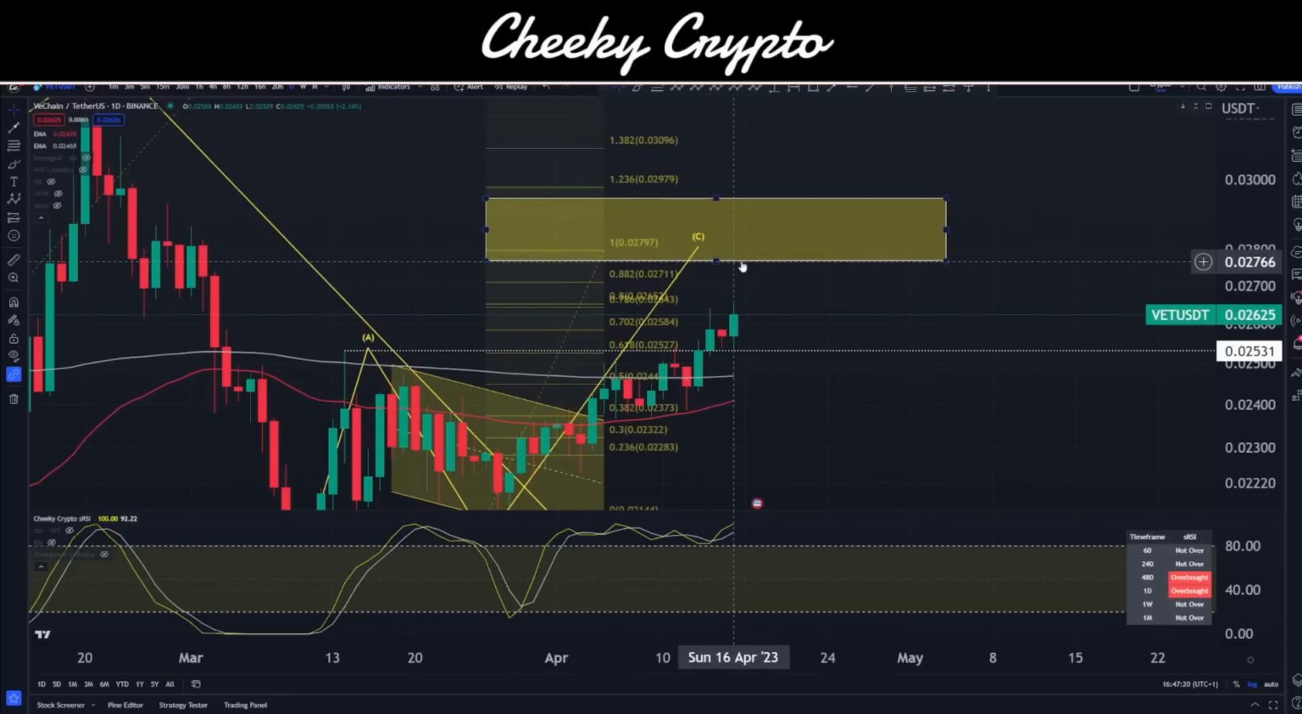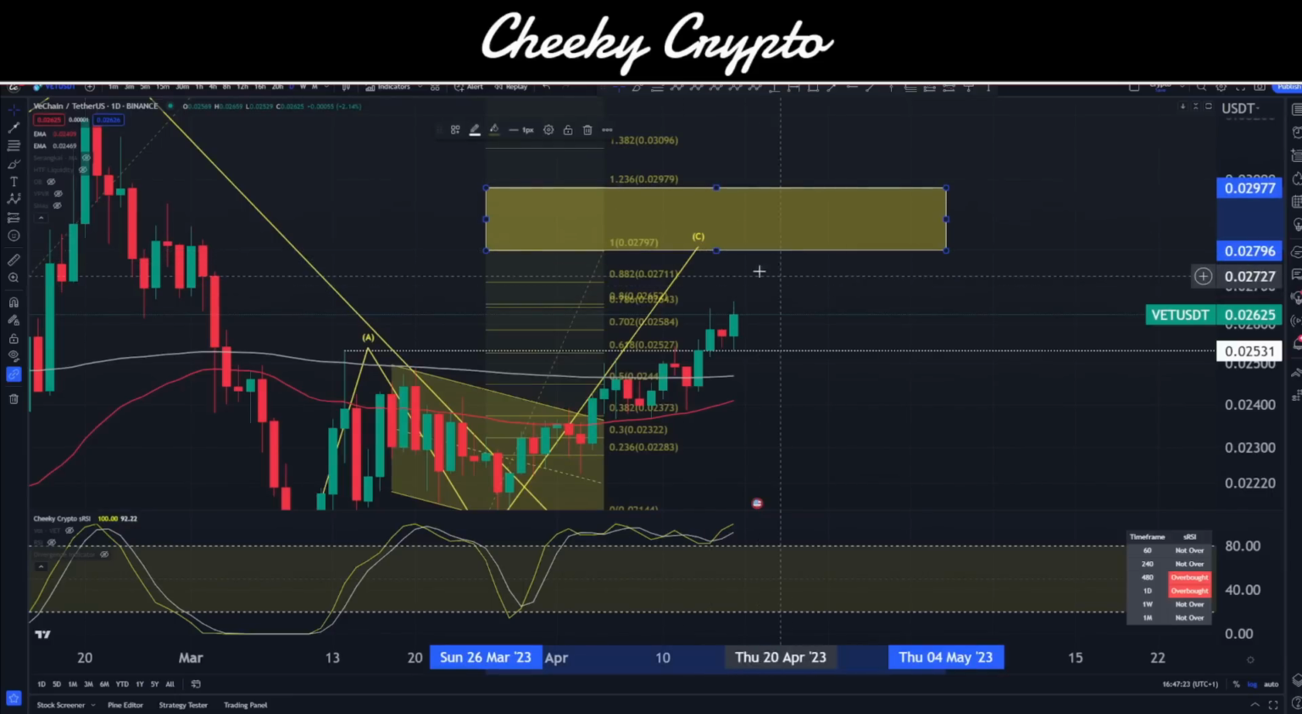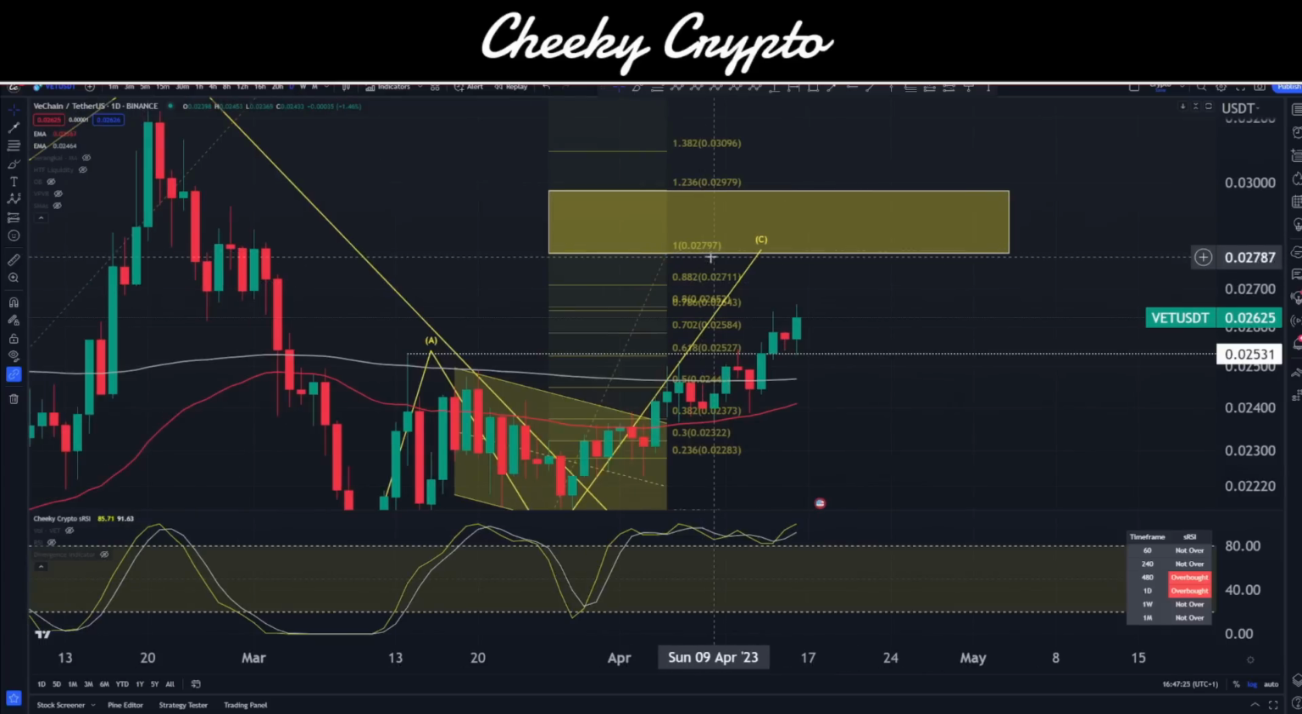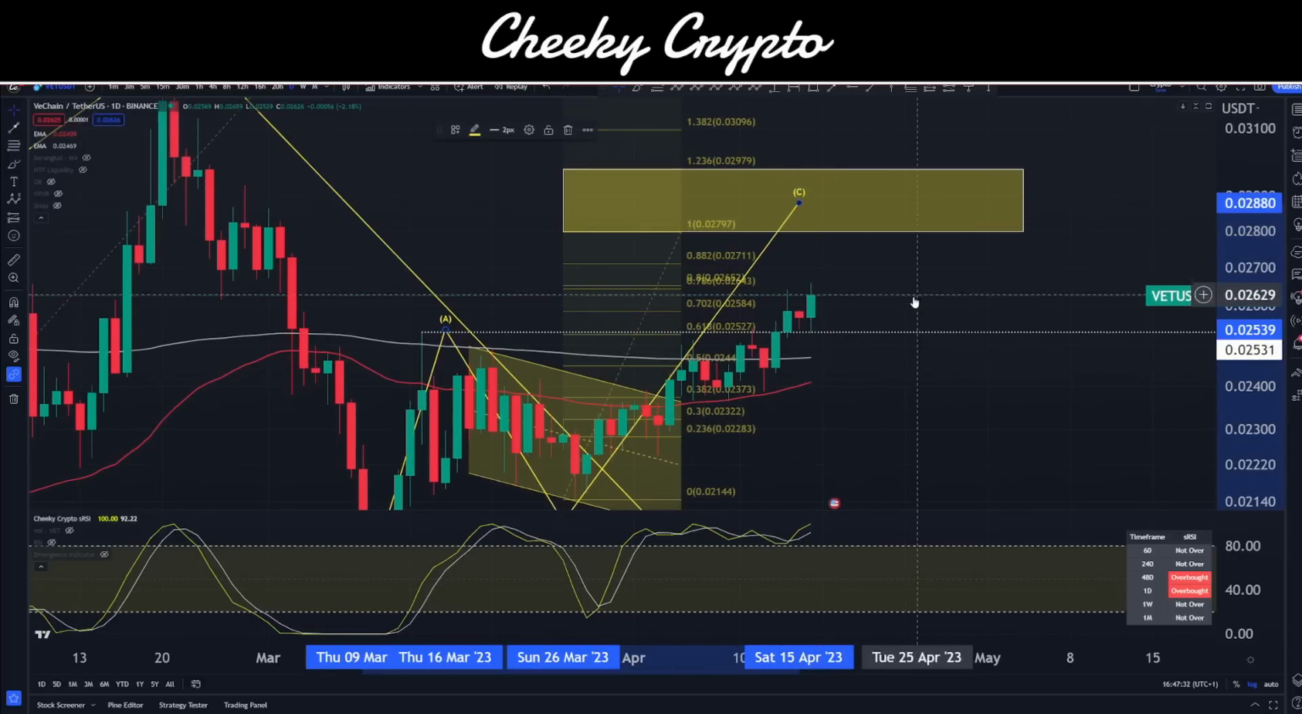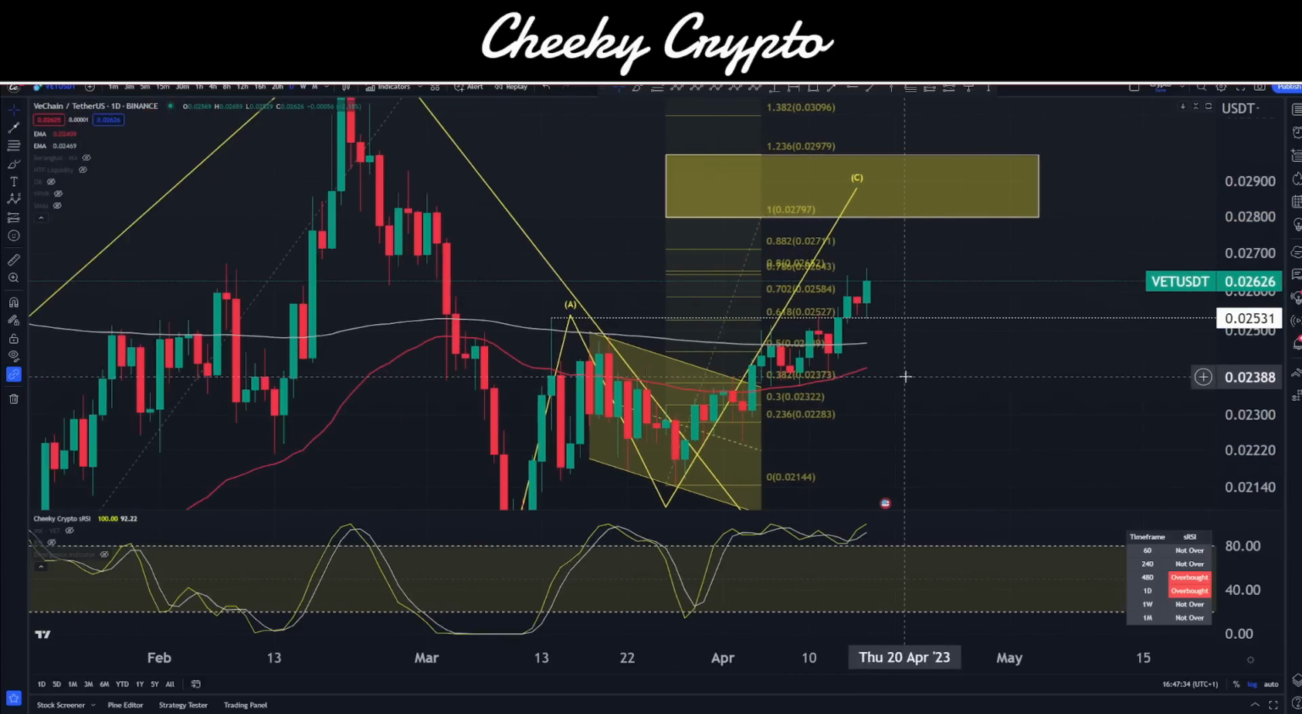We can see that our yellow box is actually sitting a little bit lower than it should. It should be about here. This is basically 2.797 through to 2.979 cent. This is the typical area that you'd expect a C wave movement to go to.